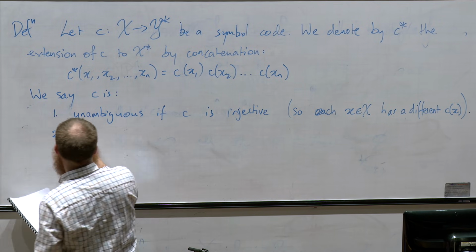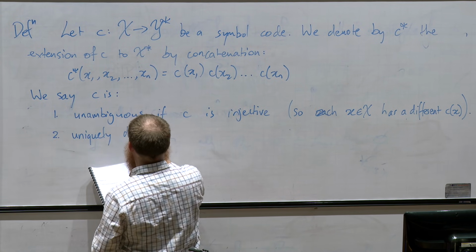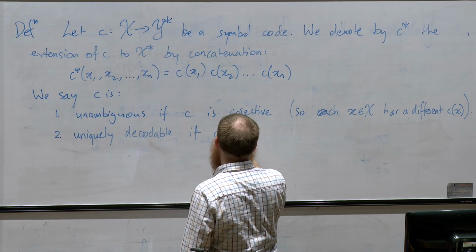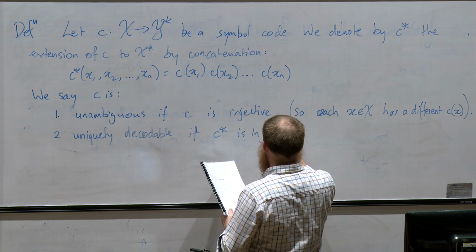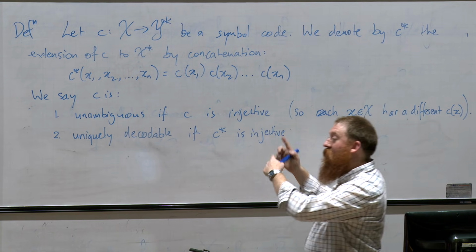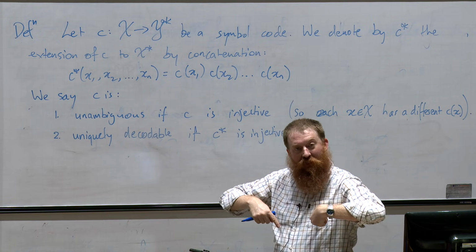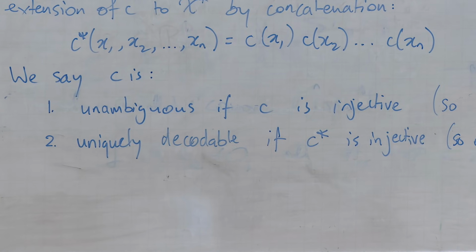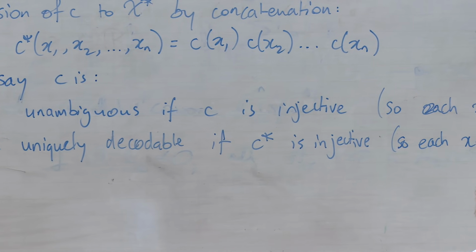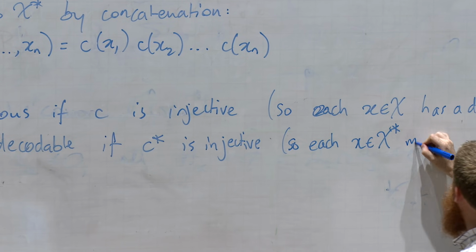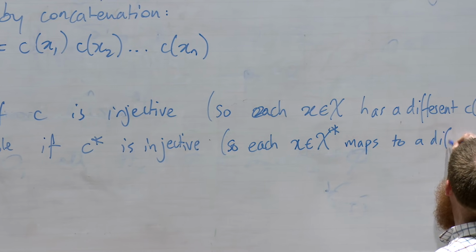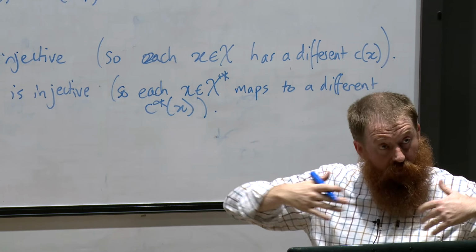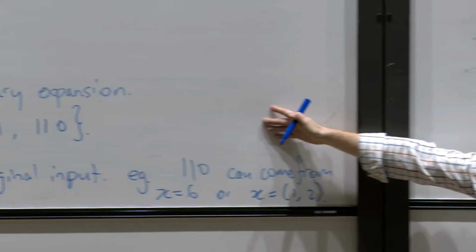A better or stronger statement is a uniquely decodable code. We say it's uniquely decodable if C star is injective. So now every sequence of characters maps to a different sequence in Y. So each x in X star, so every sequence, maps to a different C star of x. Okay, so there's a different long sequence. This code here is not uniquely decodable.